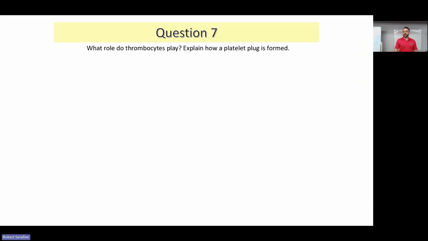And then our other cell that we're paying attention to of the cardiovascular system is the thrombocytes. And how exactly is a platelet plug formed?